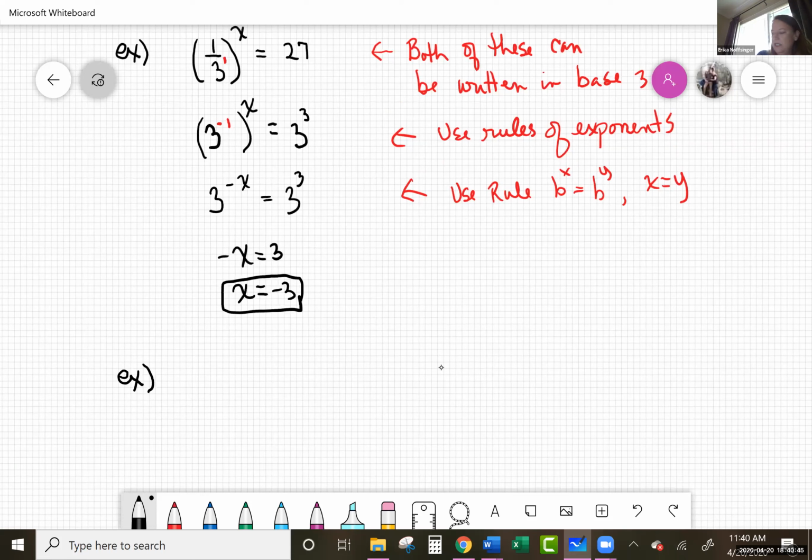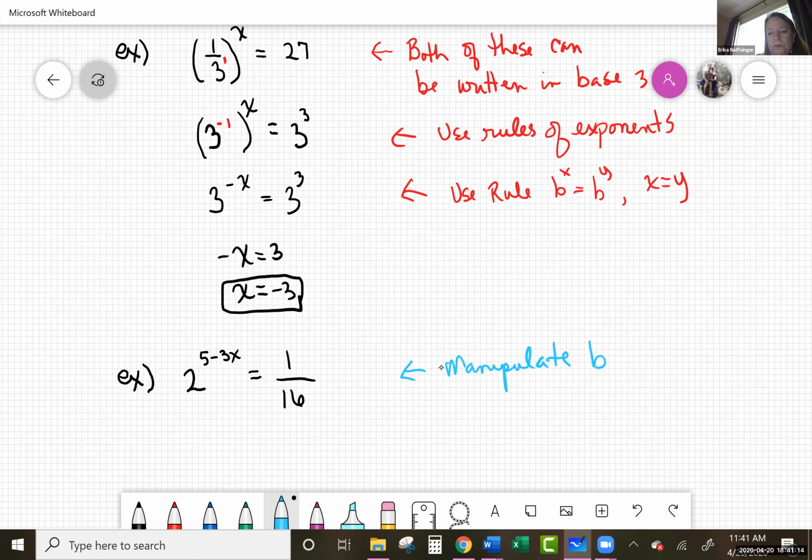So a lot of this section is manipulating them so bases are the same. If you have 2 raised to the 5 minus 3x power is equal to 1/16. So we want to manipulate bases to be the same. And in this case, I noticed that 1/16 could be rewritten as 2 to some power.